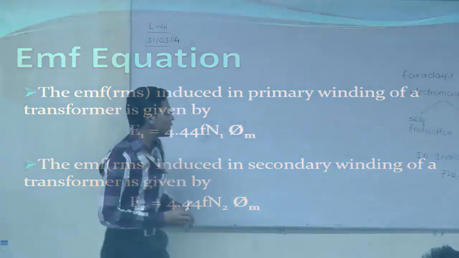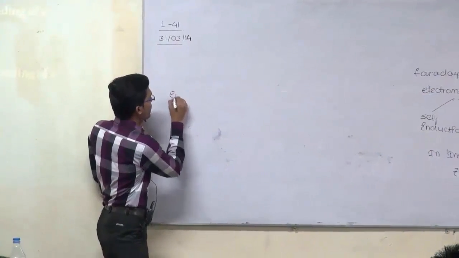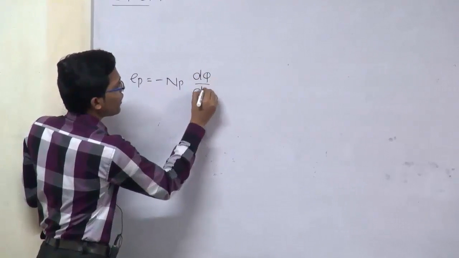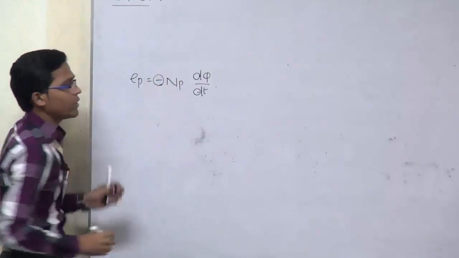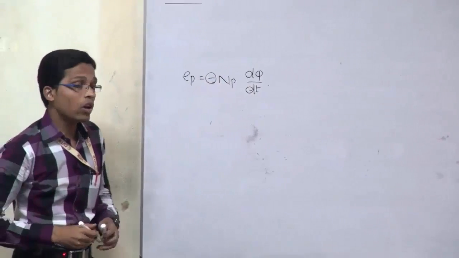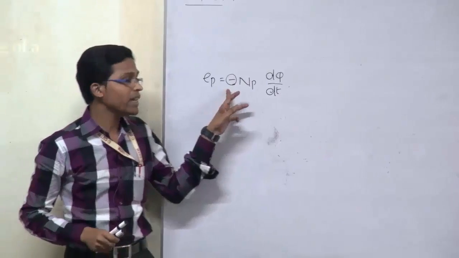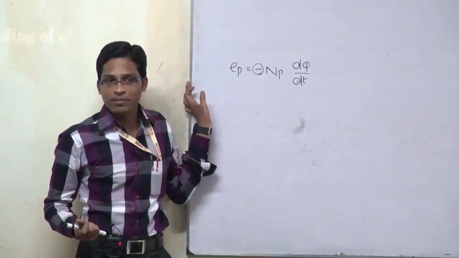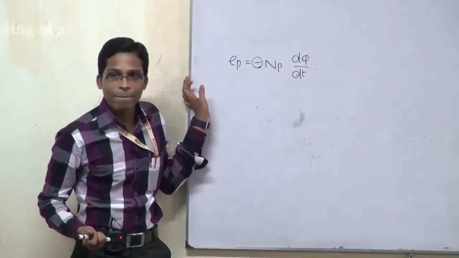One thing I forgot to tell you. Here we are getting the equation EP equal to minus NP into d phi by dt. Here we are getting a negative sign. But voltage will not be negative. This negative sign indicates Lenz's law. What is Lenz's law?